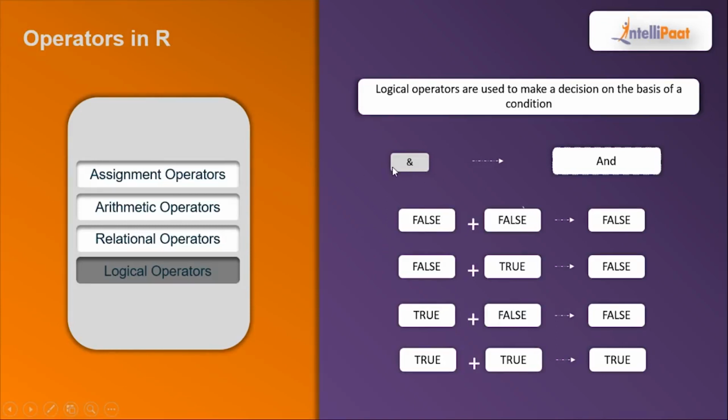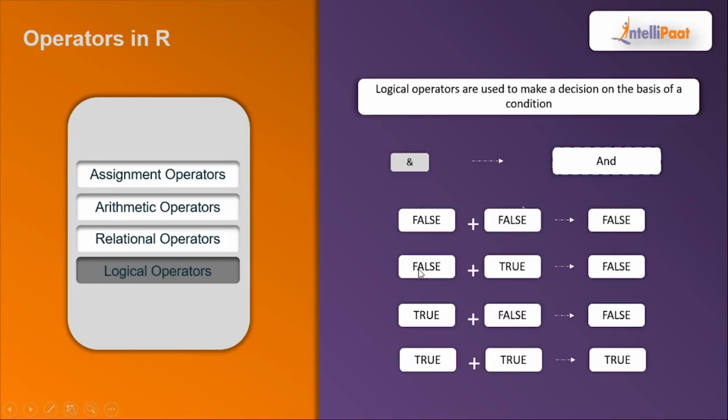So this is the AND operator. So let's have a look at this table to understand how the AND operator works. So we have two conditions over here. And if both of those conditions are evaluated to true, only then the AND operator would give a true result. So let's take this case over here. So here, the first condition is evaluated to false and the second condition is also evaluated to false. And that is why the result which we get is false.